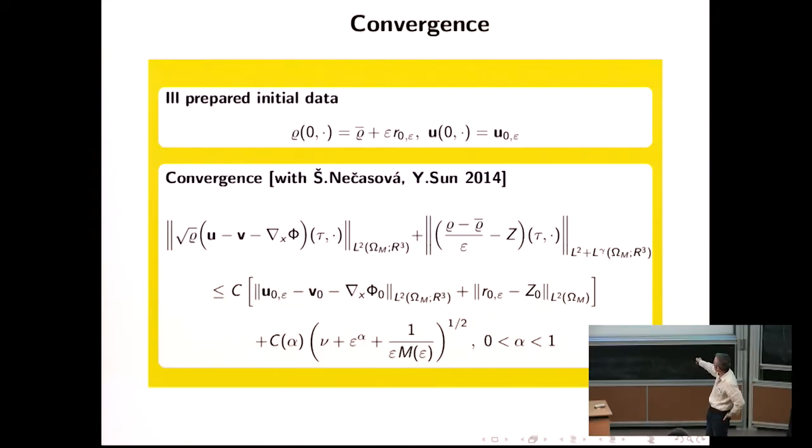It holds for any alpha, so there is a constant which blows up when alpha approaches 1, but actually you can show that the distance is small, and the smallness is measured by the viscosity in the first power, epsilon to the power alpha, that's the Mach number, and this factor 1 over epsilon m epsilon, which somehow measures how large the domain is. So you get precise quantitative information on how far your solution is from the limit system plus the acoustic component.